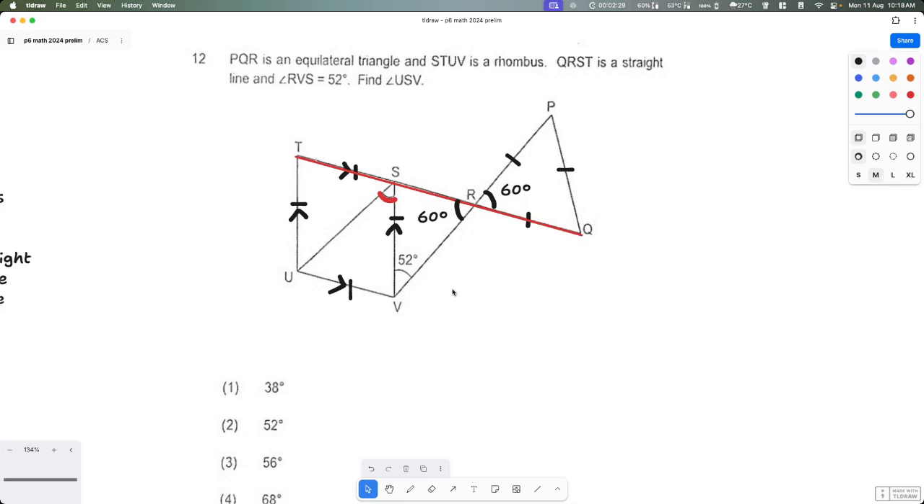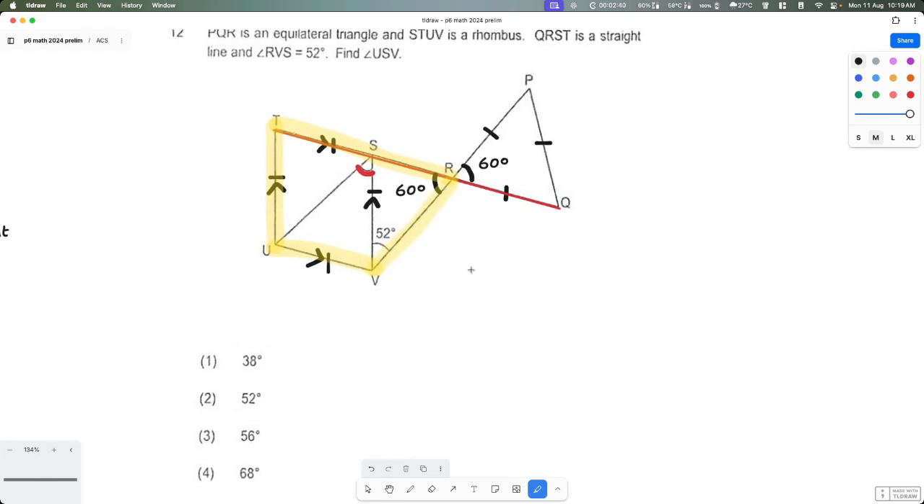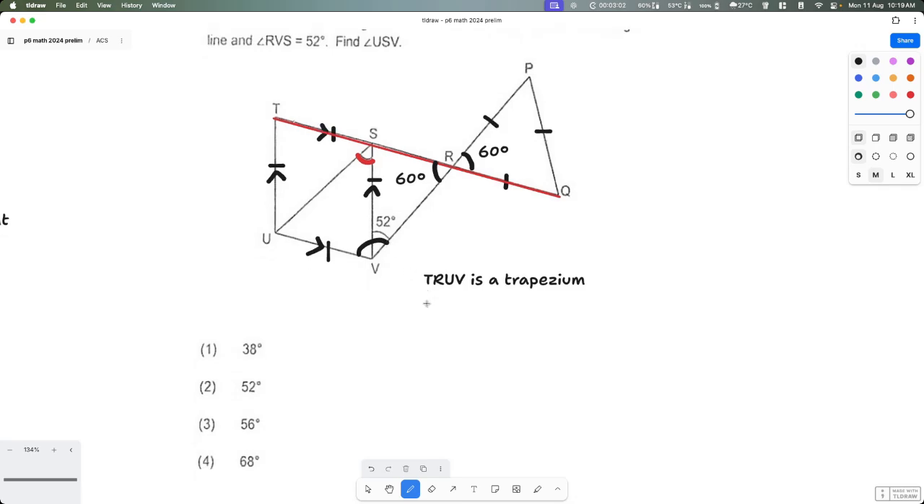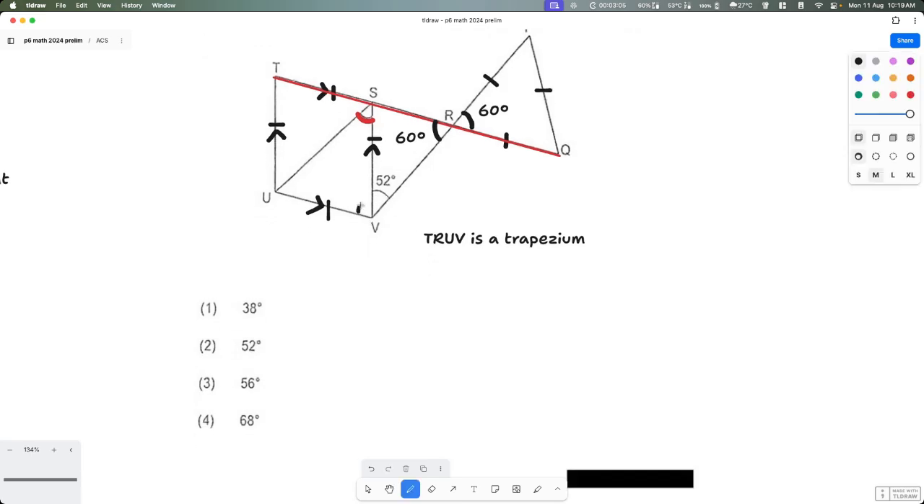Another thing is that if I were to highlight this, this is a trapezium. So TRSUV and this over here. So this whole thing over here is a trapezium. TRUV is a trapezium. So in this case, what we can do is, let me just remove this whole thing, is that we can get the angle over here. Oh, sorry, this angle over here. So that means this is angle SVU.